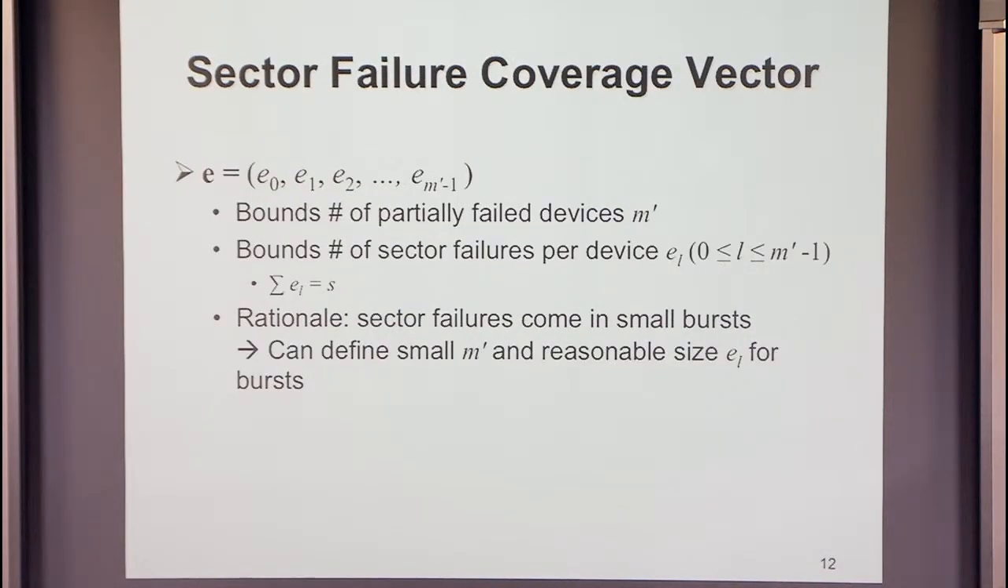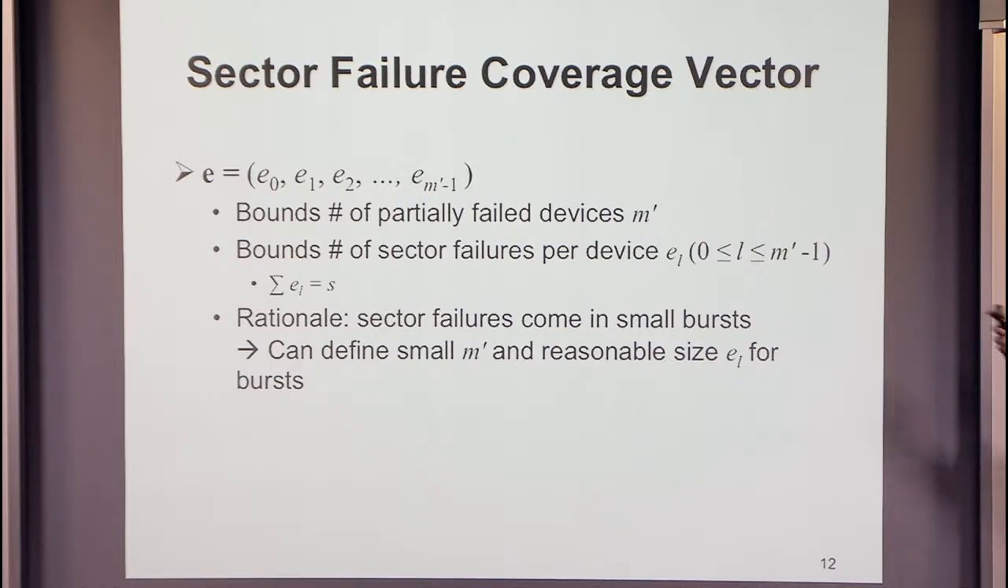So basically, it's defined by a vector of n prime elements. What it does is it tries to bound the number of devices that have sector failures in addition to the device failure. So right now, let's say you want to tolerate m device failures. Now remaining, we have n minus m devices. Now within this n minus m, you can pick a number which is m prime, which could contain the sector failures. So we assume that the system operators can come up with this parameter m prime.